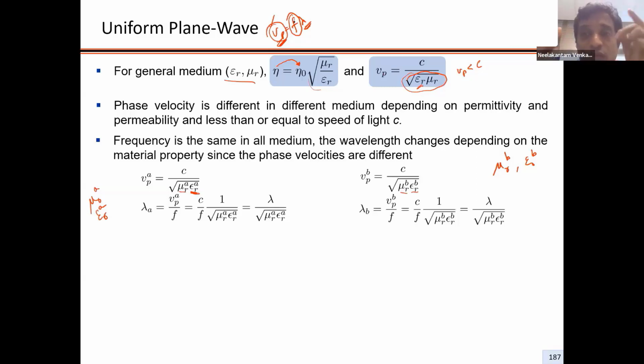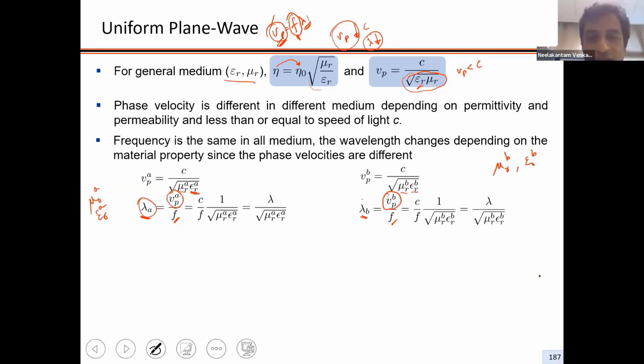What really changes in wood is the phase velocity Vp, which is going to be less than c. Because of that, if Vp is less and the frequency is the same, then lambda has to decrease as well. The wavelength decreases. Vp decreases and lambda decreases. So this is the wavelength in material A, and this is the wavelength in material B. The frequencies are the same, but what is different is the phase velocities. Because of that, the wavelengths are different.